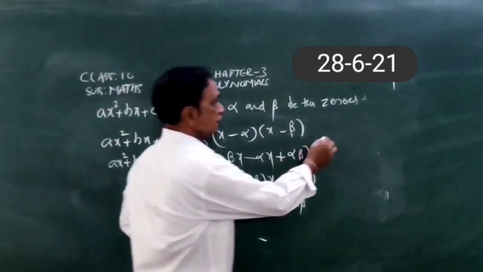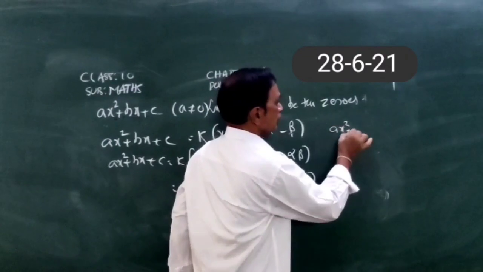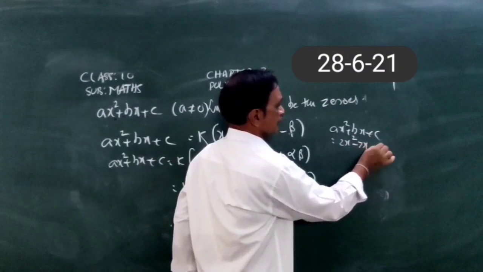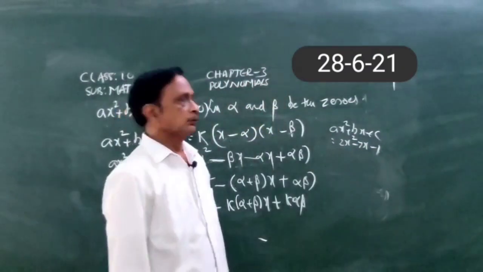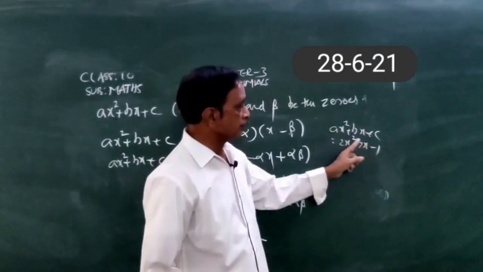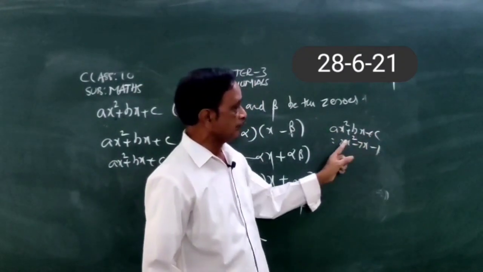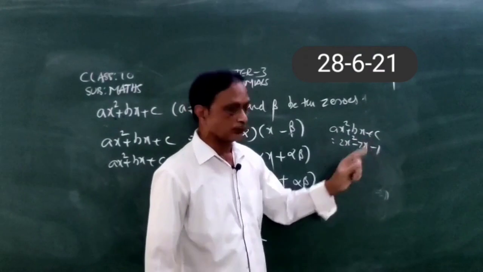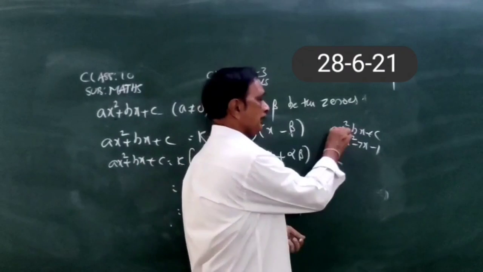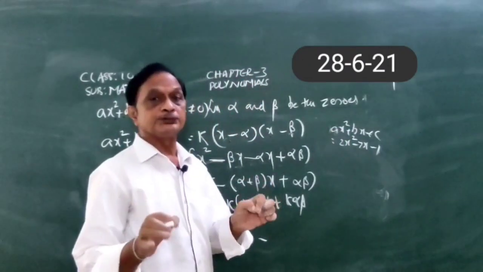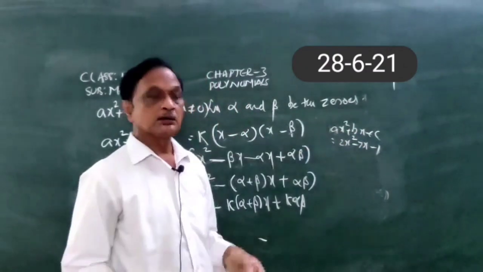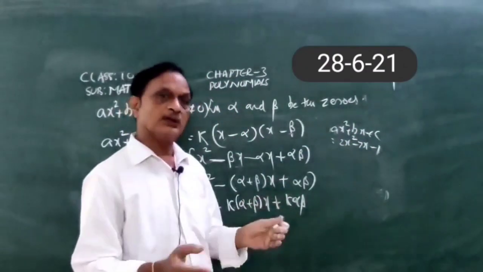Suppose ax square plus bx plus c is equal to 2x square minus 7x minus 1, can you find the value of a, b, c? For what value of a, b, c is ax square plus bx plus c equal to 2x square minus 7x minus 1? Then we write, comparing the coefficients of x square and x.